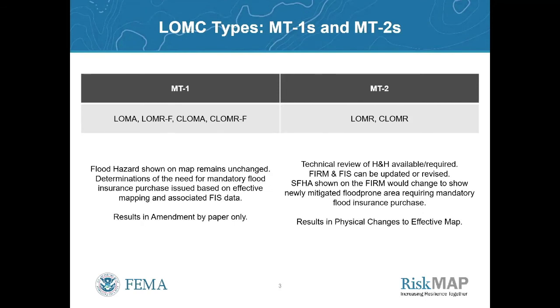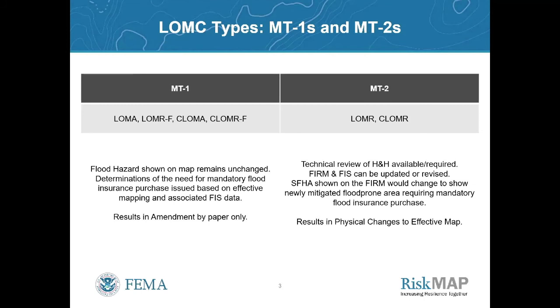So what are the different types of LOMACs? LOMACs are divided into MT1 requests and MT2 requests. MT1 determinations are used to make a determination on the mandatory flood insurance purchase requirement. So these are generally simpler requests based strictly on the effective FIRM and the effective flood insurance study for a community. And the result is an amendment by paper only. So the data physically shown on the map remains unchanged with the MT1. The MT1 types are LOMAs, letters of map amendment, LOMR-Fs, letters of map revision based on fill, as well as CLOMAs and CLOMR-Fs, which are conditional requests.